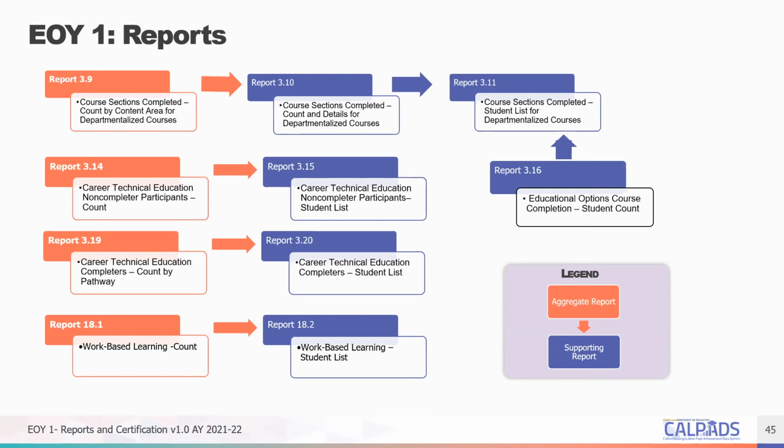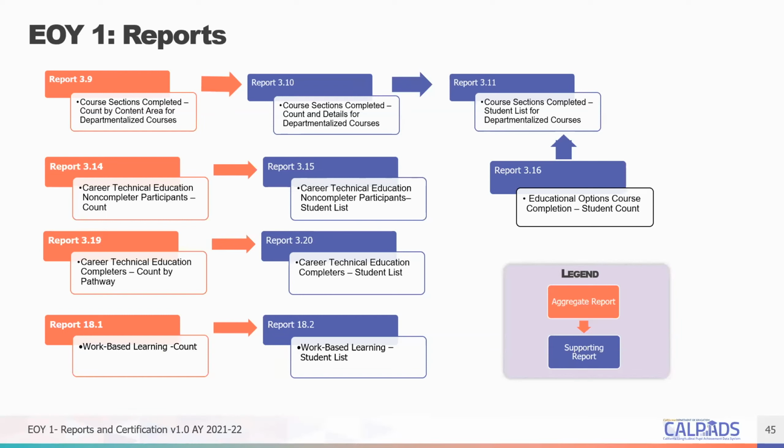And so we can use at the very top, report 3.9, course sections completed, count by content area and departmentalized courses. So basically it's telling us how many course sections were completed, and the report breaks it down by the content area, which is the state course code, and then departmentalized courses, which excludes 1,000. So that's what the title is telling you. However, you're just going to get numbers, right? That's all the count is. 1,000, 54, 27, whatever it is.